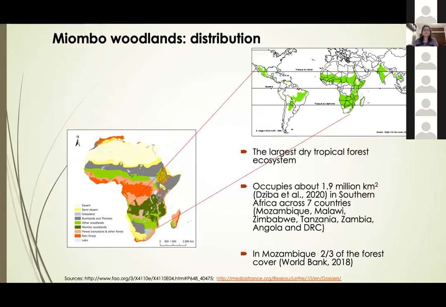So let me first introduce you to the Miombo lands of Southern Africa. They are the largest dry tropical forest ecosystem in the world, as you can see. In the top map, the green areas are the dry forest ecosystems, and Miombo in Southern Africa is by far the largest ecosystem. The recent estimations of Miombo point to 1.9 million square kilometers across seven countries in Southern Africa. I should say that this is a one-third decrease in the area since the last estimations from White in 1983.